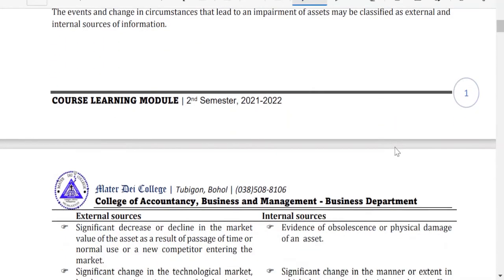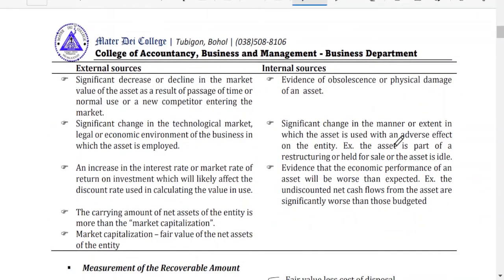We have here the external and internal sources from which we can determine if an asset is impaired. External sources include the significant decrease or decline in the market value of the asset as a result of passage of time or normal use or a new competitor entering the market. It could also be a significant change in the technological, market, legal or economic environment of the business in which the asset is employed, or there is an increase in the interest rate or market rate of return on investment, which will likely affect the discount rate used in calculating the value in use. We have the carrying amount of net assets of the entity being more than the market capitalization, which refers to the fair value of the net assets of the entity.